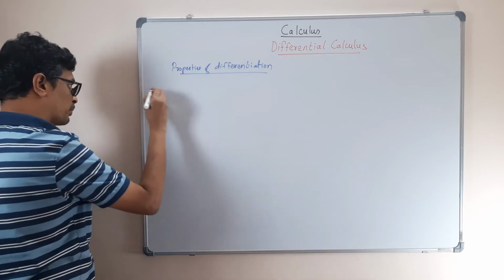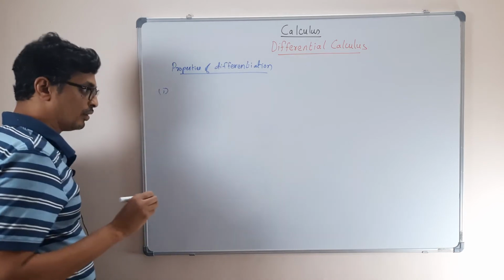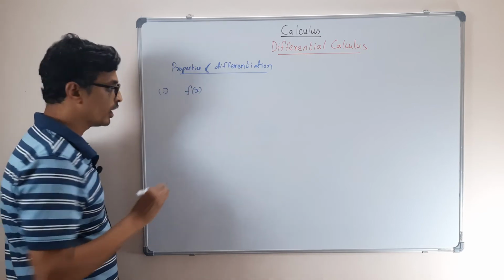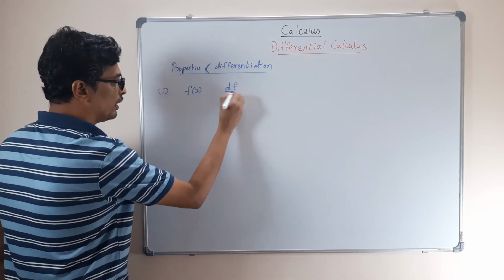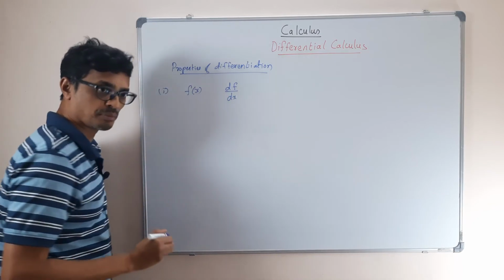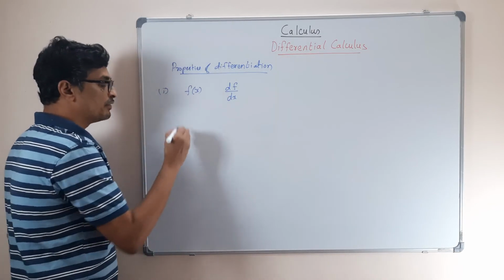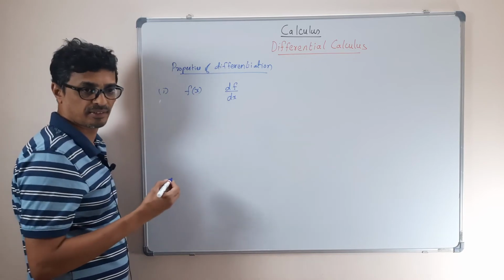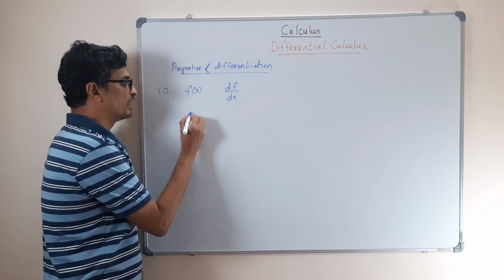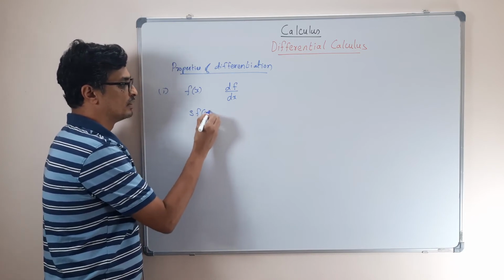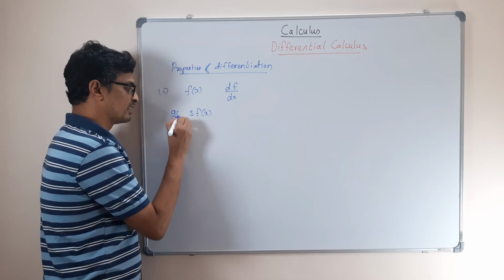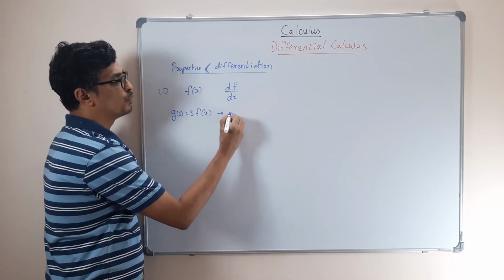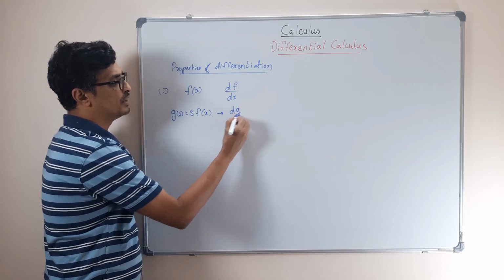The first property is: you have a certain function f of x and you have its differentiation df by dx. Now I am multiplying this function with some constant, say let the constant be s. So I am going to give you a new function that is s into f of x. Let me call it g of x. Now, what will be your d of g by dx?